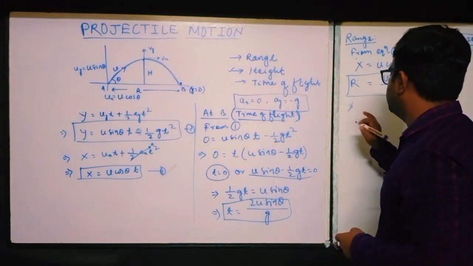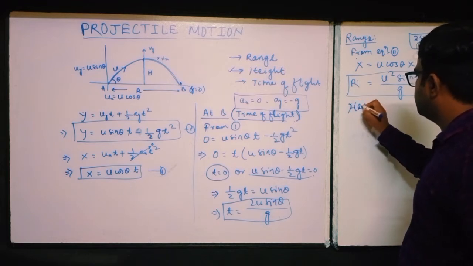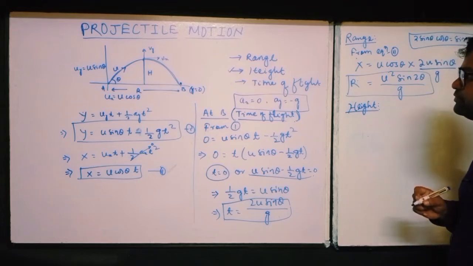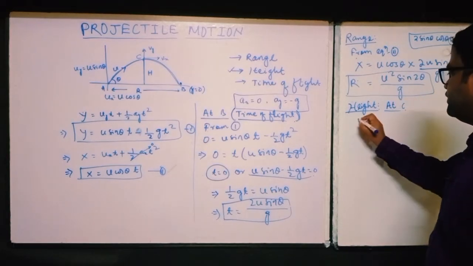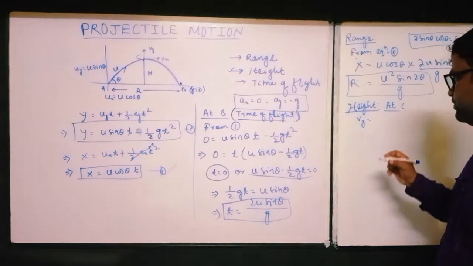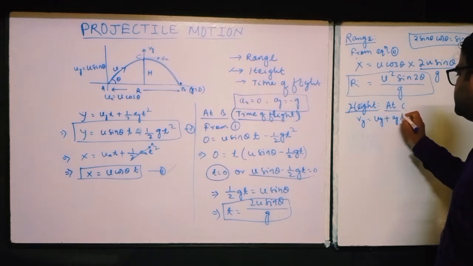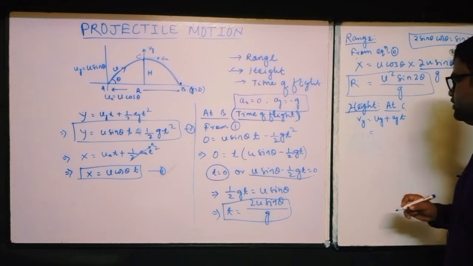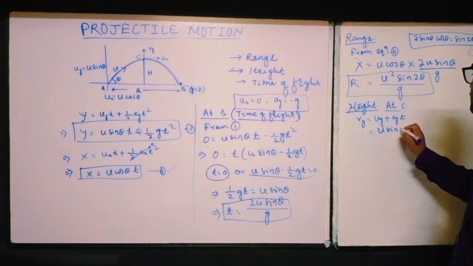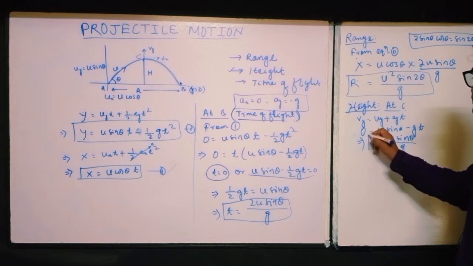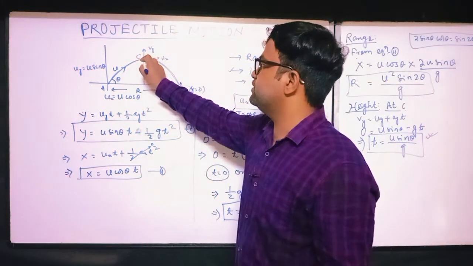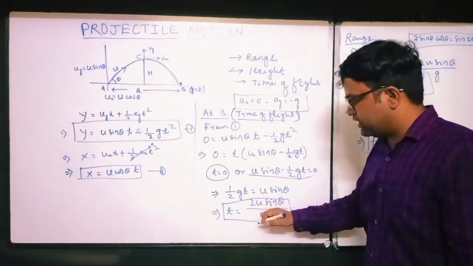So for height, let's say this is position C. At C, Vy equals uy plus ay t. Now uy is the initial u sin theta, and ay is minus g, and Vy is 0. So if we rearrange, we find that t equals u sin theta by g. This is the time it will take to reach the maximum height, which is exactly half of the time of flight.